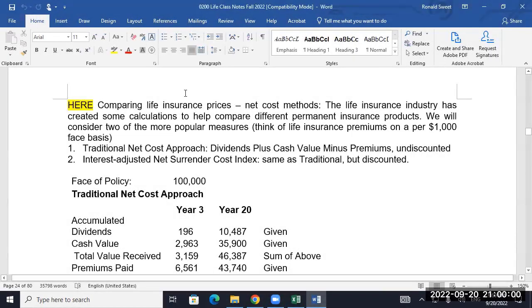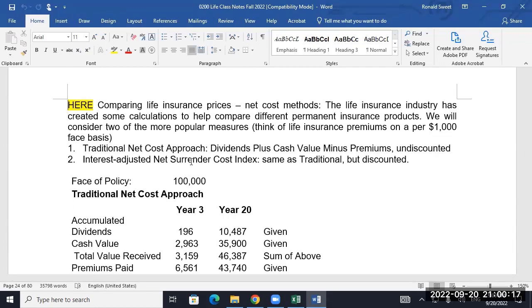All right, let's continue what we did last class. So you have these two life insurance policies and you want to try to compare them. It gets really tough to do, but there is a way to do it.